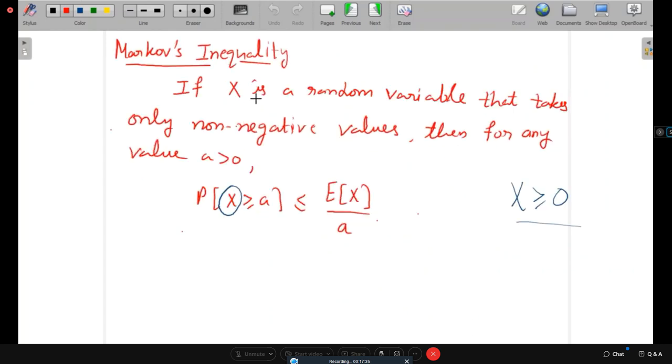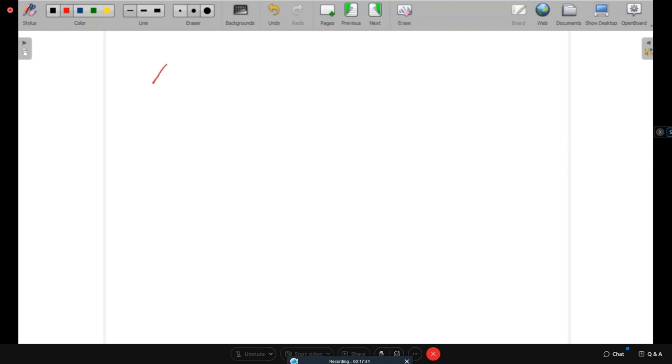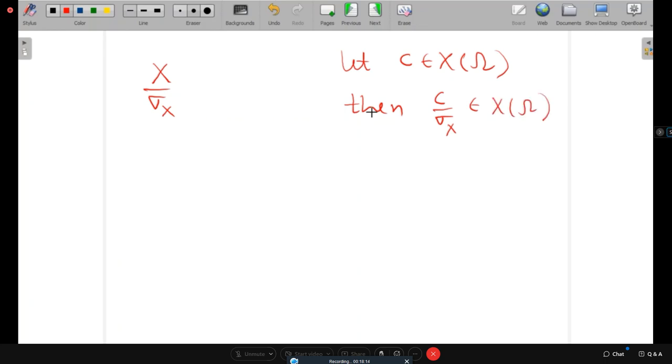Okay, so now what does this mean? If you go with this further, what is x by sigma x? Suppose x is taking any value, let c belong to x of omega, any value in the range space, because I don't know whether it is discrete or continuous. Then what values will x by sigma x take? c by sigma x belongs to x of omega, and this holds if and only if c belongs to x of omega.